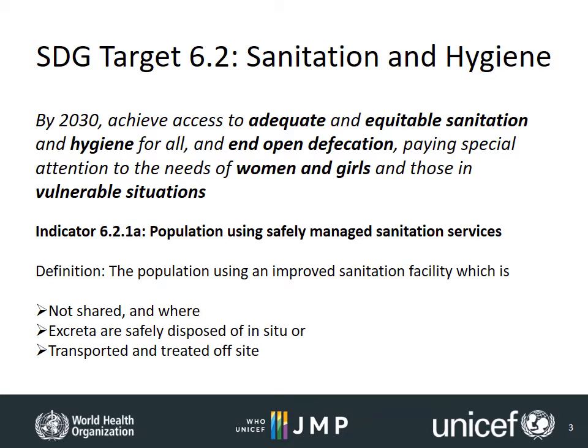Indicator 6.2.1a is the population using safely managed sanitation services. This indicator builds on the old MDG indicator, which is already well established, the population using an improved sanitation facility. It excludes those facilities which are shared with other households and introduces a new requirement that the excreta must either be safely disposed of in situ or transported and treated off-site.